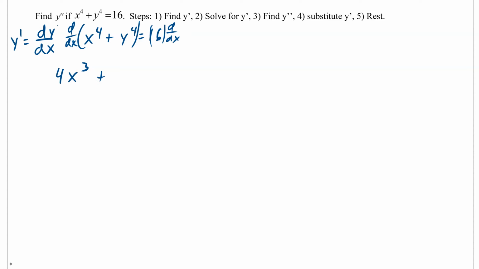Okay, plus, and then it would be 4y cubed, and then we have to put y prime because it's not an x, equals 0. So that's just the first part. We found our y prime. Now we need to solve for it to get a formula for y prime.